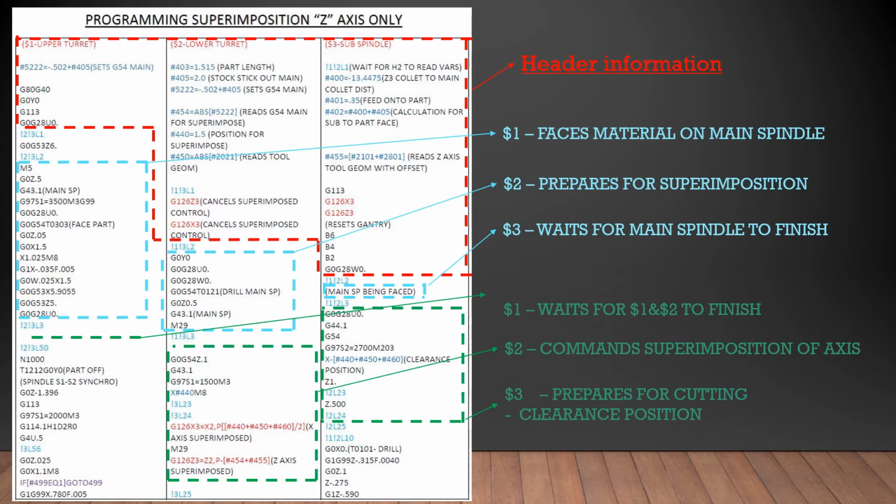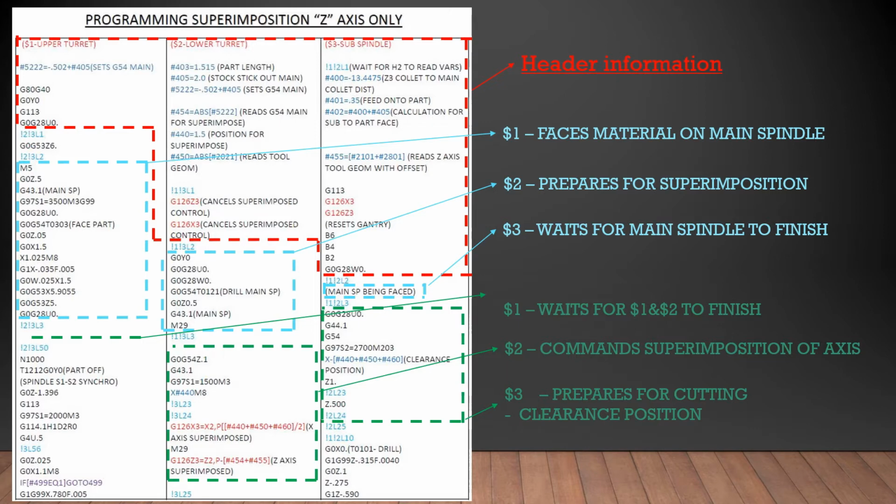Let's look at the first column, about the middle of this page, and see where you see G0, G28, U0. The operation just above that is to face off the part in the main spindle. So it's tool 3, facing off the part. At the end of the face off, we have !2 !3 L3, which is the waiting code to confirm that head 1, head 2, and head 3 are all synced up and to begin the superimposition.